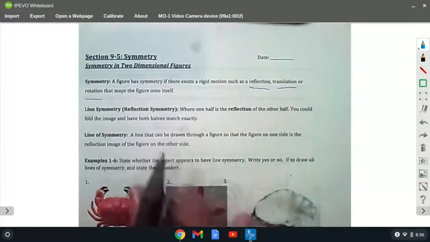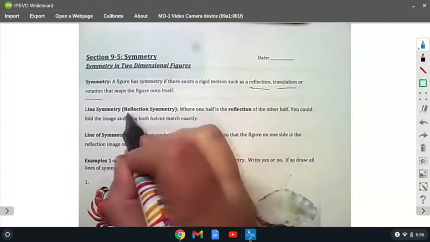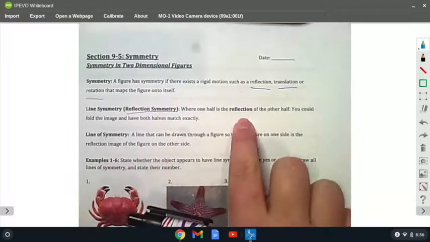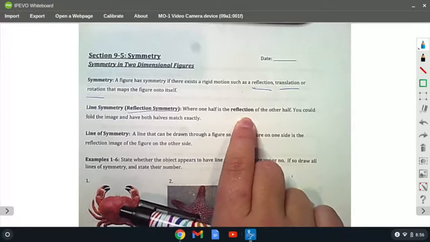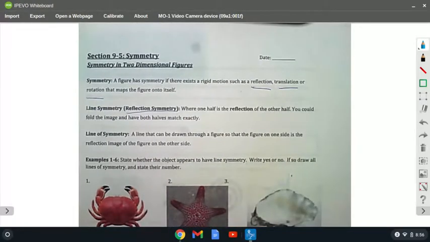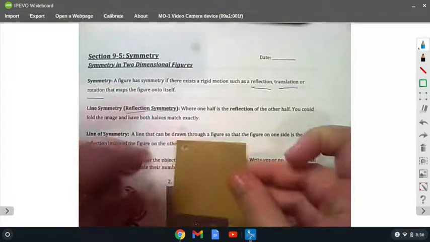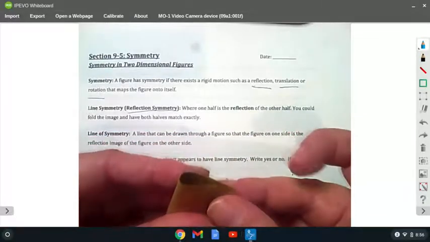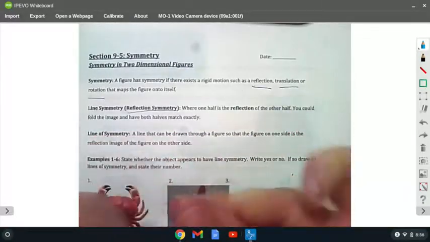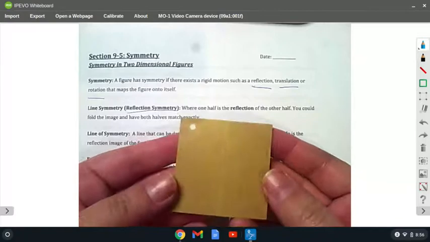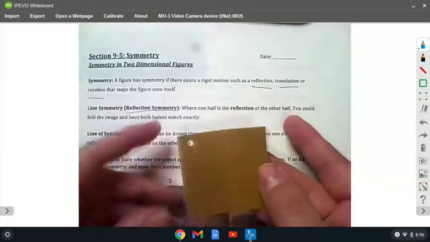Okay. Line symmetry is reflection symmetry, where one half is the reflection of the other half. So, for example, let's see. Get a sticky note here. All right, here we go. So this is a square, right? If I fold this in half, that is line symmetry. Okay, it's exactly cutting that shape right in half.